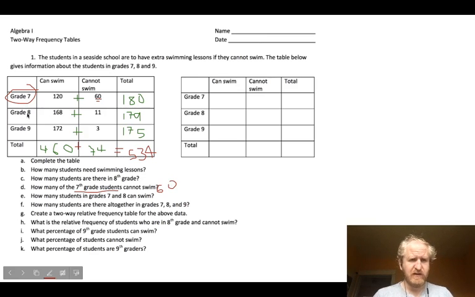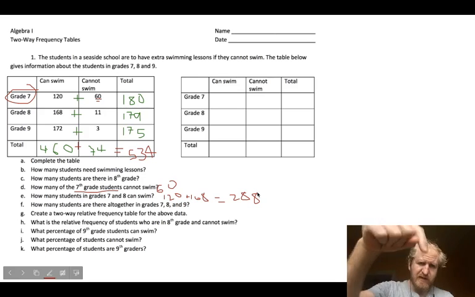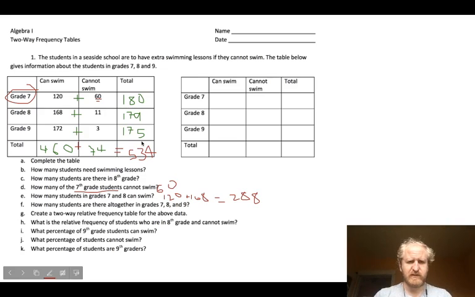How many students in grades 7 and 8 can swim? So grade 7 and 8 can swim. For this one, you would add 120 plus 168. Anyone out there? Oh yes, you're right. 288. You just add those two together. Now, we already did this, but whatever. So how many students are there in all of those three grades? You just add up 434. This is this column right here, the total amount of people. Now, a two-way relative frequency table for the above data. That's what we're doing over here.